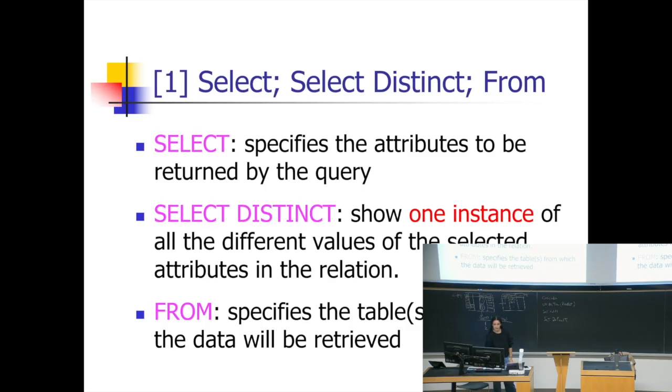And then we have select distinct, which shows only one instance of all different values of the selected attributes. I'm going to show that with an example. If you select distinct department ID from the employee table, it only shows you 1 and 2, because we only have 2 distinct values of department ID in this table. But if you only select department ID from the employee table, it shows you 1, 1, 1, 2, 2. So this is the difference between select and select distinct. And then from, you specify which table or tables the selected columns belong to.